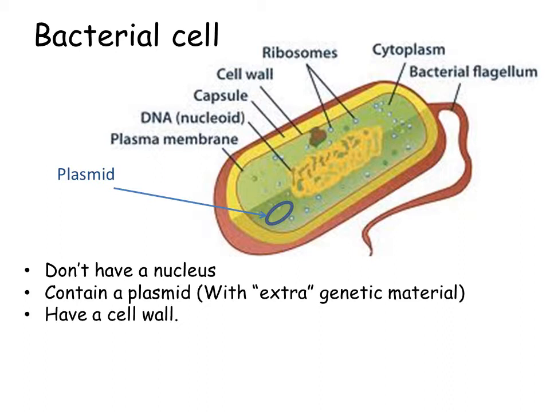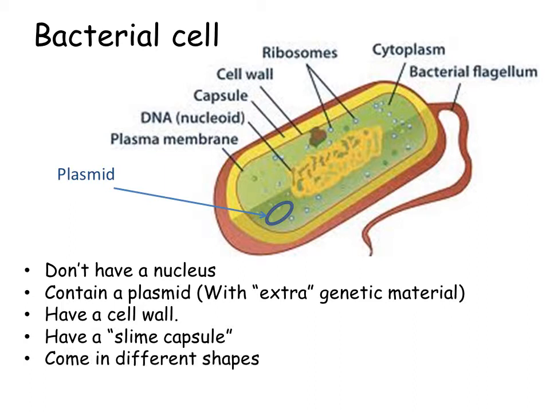Bacterial cells also have a cell wall. Now it's not like the plant cell wall. It's not made of cellulose, but it serves a similar function. In addition, bacterial cells also have a slime capsule. Now that is pretty much exactly what it sounds like. It's a layer of slime around the bacteria, and it prevents it from getting dried out from all its water evaporating.